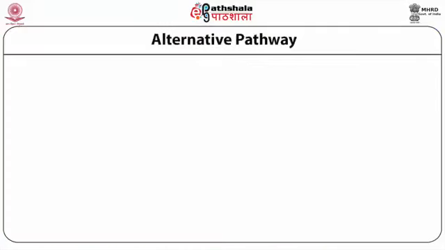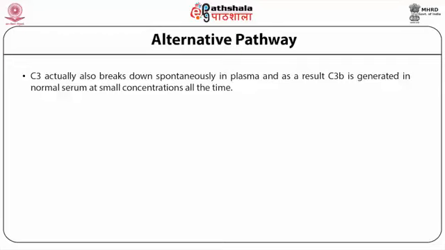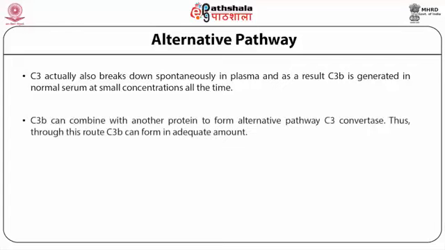Let us now look at the beginning of the alternative pathway. C3 actually can also break down spontaneously in plasma, and as a result C3b is generated in normal serum at small concentrations all the time. Because of this, C3b can combine with another protein to form the alternative pathway C3 convertase. Thus, through this route, C3b can form in adequate amount.